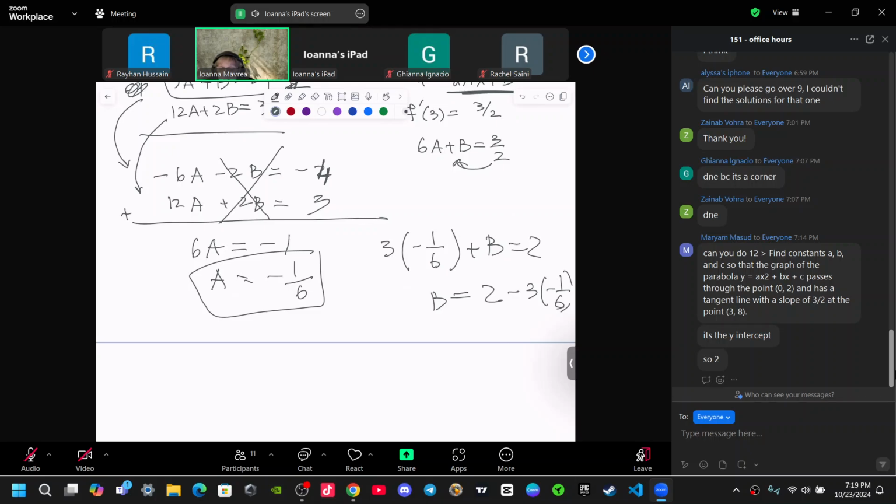Is it? That's not 2. Why is it 2? So this is 2 plus 1/2. But, you know, again, don't simplify this thing. So, yes, that's a standard little problem.